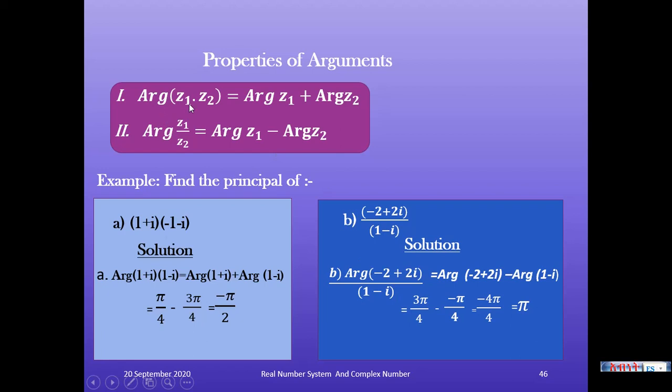And there are some properties of the arguments. The argument of z1 times z2 is equal to the argument of z1 plus the argument of z2, and the argument of z1 over z2 is like this. So, for example, find the principal argument of this. Solution: the argument of z1 times z2 is the argument of this plus the argument of this. So find the argument of each and then use this property. Simply you can find it like this. The same is true here. Using this property, we can handle it.